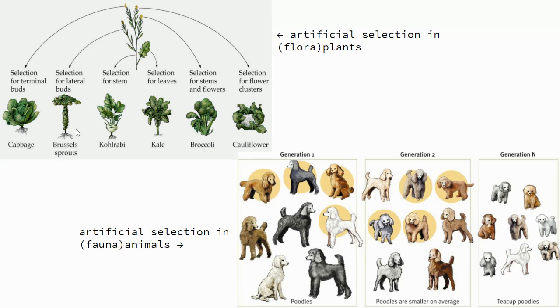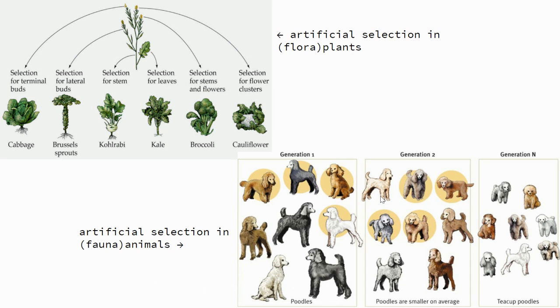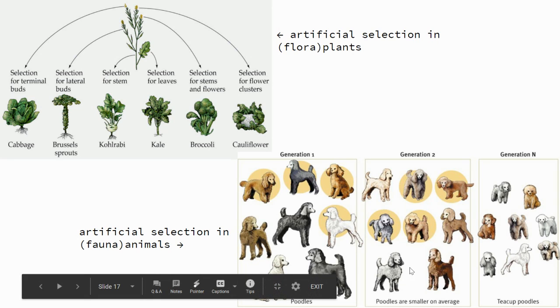It happens in animals too, like dogs. So if you were a dog breeder and you had all these different types of dogs, but you wanted to end up making small puppies, smaller dogs like the teacup size, what you would do is you would only breed those dogs from the original generation who are smaller. These dogs are bigger, so you wouldn't breed them. So then the next generation, again, you look for the ones that are the smallest. So don't breed that guy. He's too big. These guys are a little smaller, so breed them. Don't breed them. They're too big.